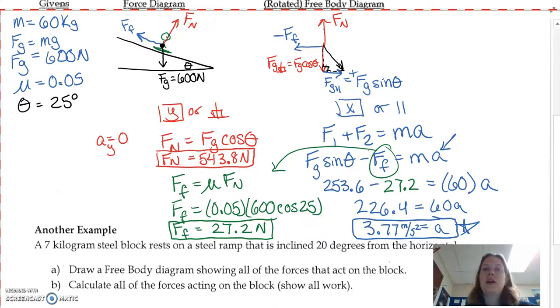So we'll show you some more straightforward, chunked problems in class just to find the different components of that weight perpendicular or parallel to the hill.